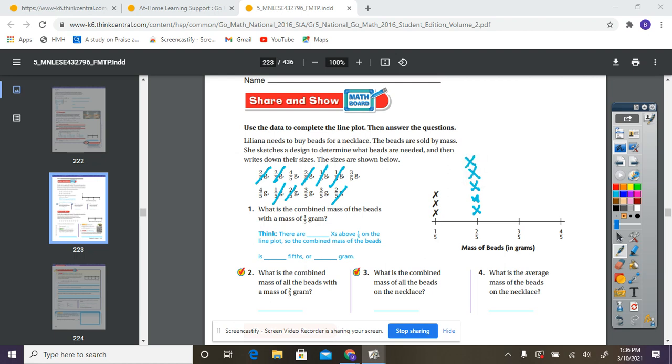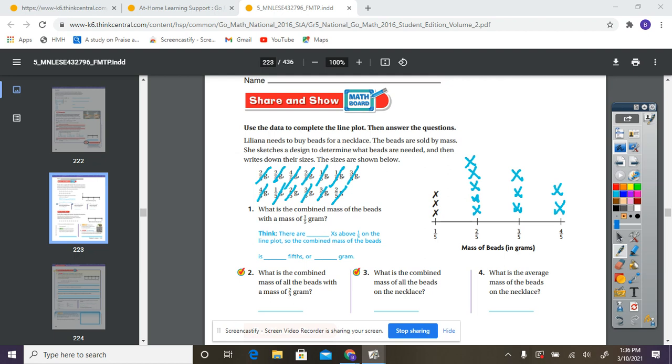How many 3/5 are there? There is 1, 2, 3. And there are 1, 2 4/5. So now we've graphed our data. We've used the data set that they've created and we graphed our data. Now they're going to ask us questions about this data set.